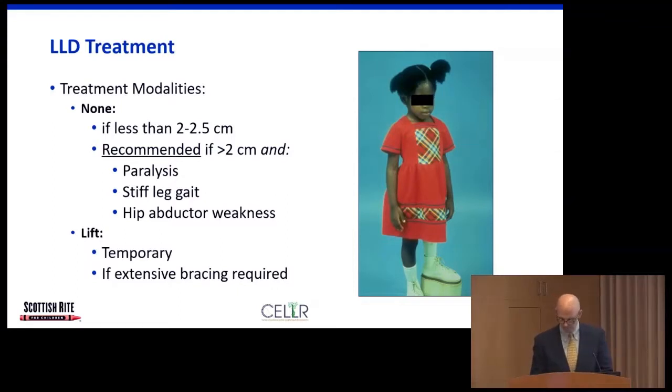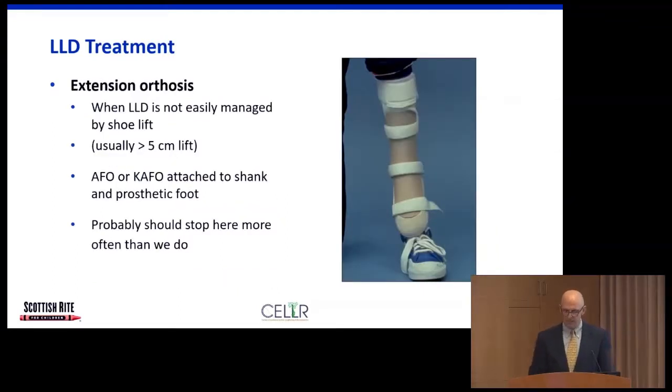An extension orthosis, this is for limb length discrepancies that aren't easily managed by a shoe lift, usually if you have greater than 5 centimeters of a lift. So this is simply a prosthetic that's created for the foot that is there and makes up the difference. So you basically have a foot on a foot. And the tennis shoe here is the prosthetic foot, and above that is the foot of this patient in equinus, kind of sticking down into the prosthesis.